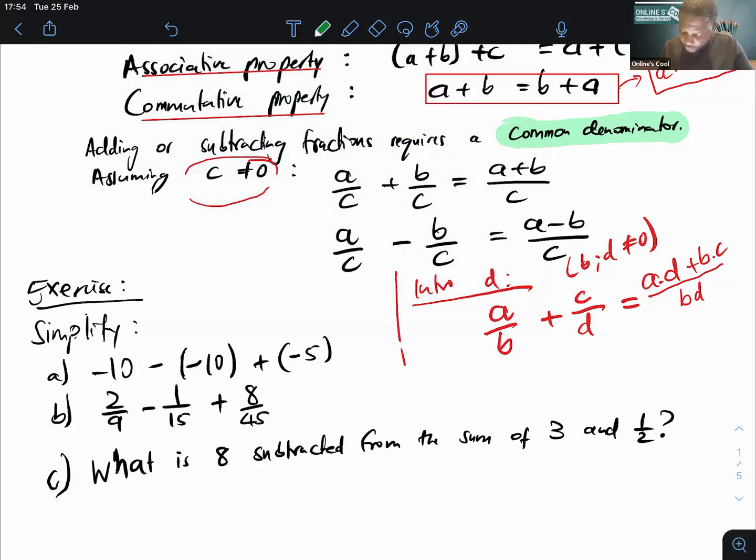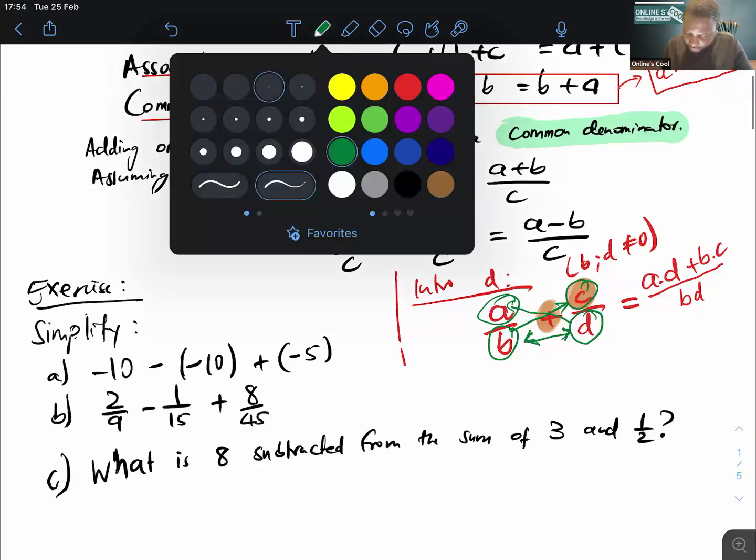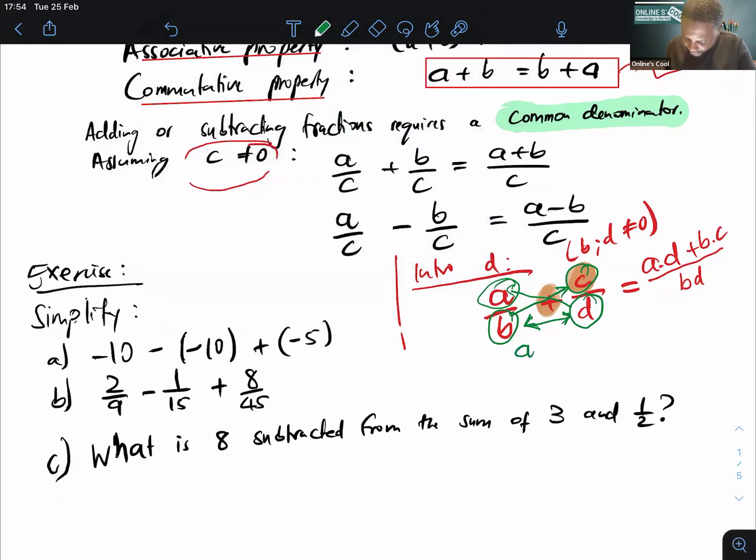So basically, what you do is multiply the denominators, and then you cross multiply like this. Remembering that this belongs to this, so this must go with this. So if, for example, it was a minus like this, A over B minus C over D, you still have BD. Now you've got AD minus BC.